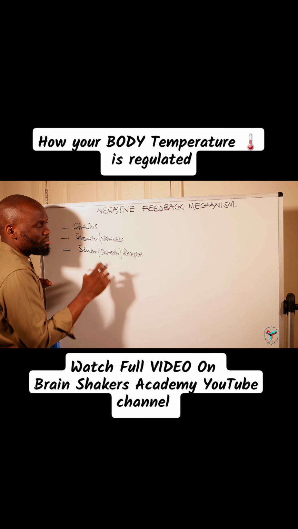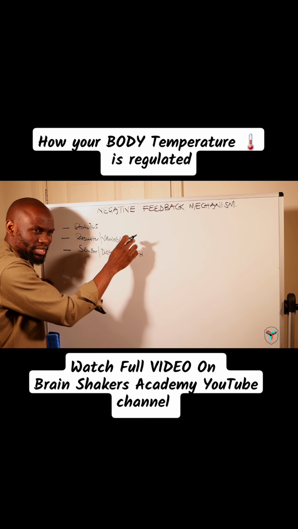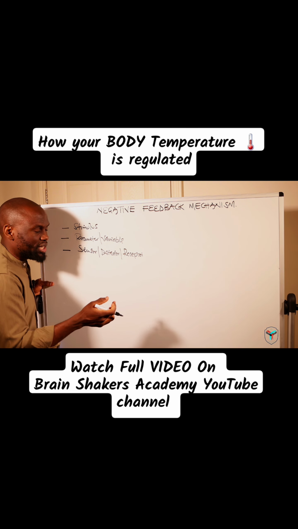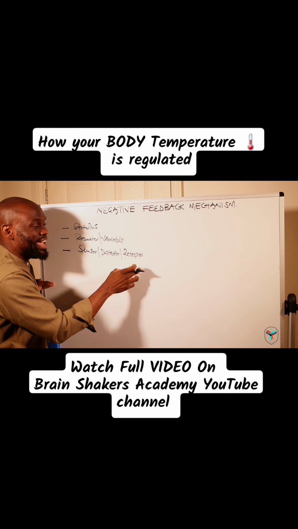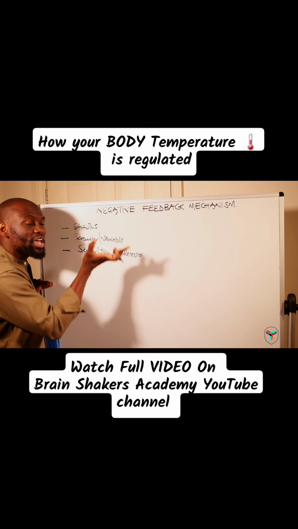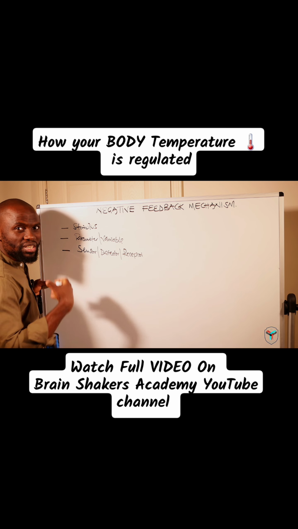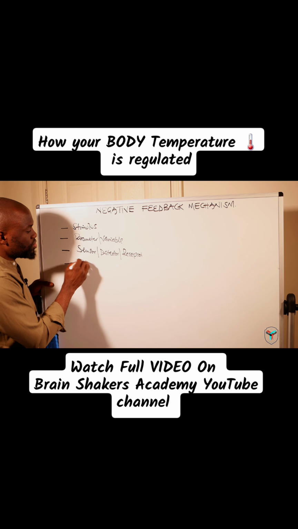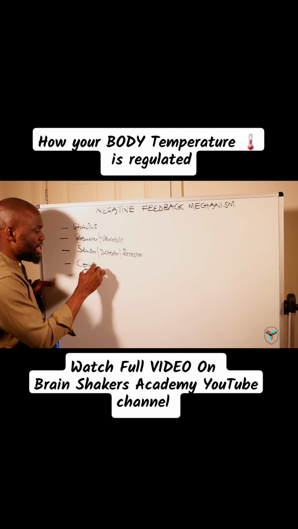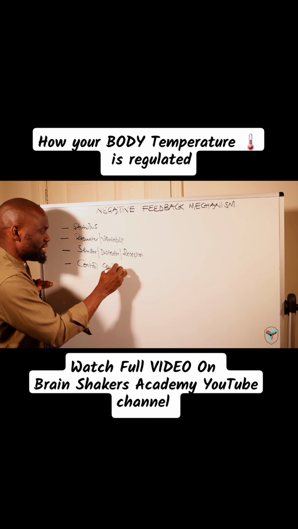Now, if we're talking about temperature, the control center of temperature is in the hypothalamus, which is in the brain. So the sensor, or the thermoreceptors here, are going to detect that change in temperature and send an input to the hypothalamus, which is going to be referred to now as the control center.